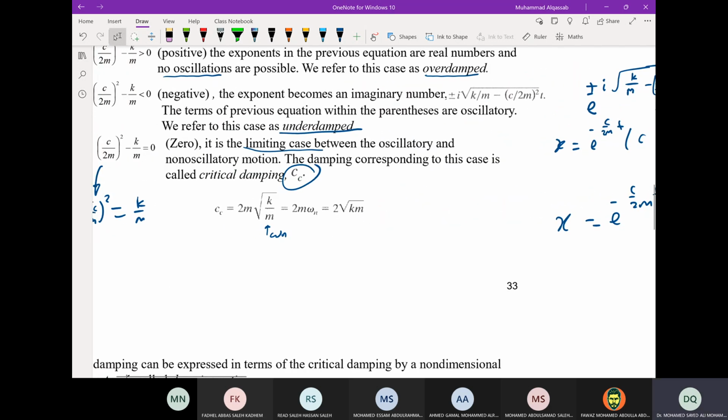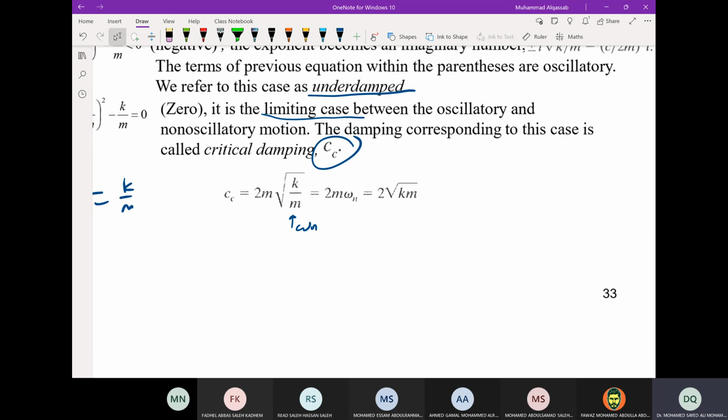Now, to determine which type of system we have, we compare with Cc. You can see this Cc is not given. It's not the value of C of the damper. This is part of the system. It's like omega n. K and m are given, but omega n is square root of K over m. The same thing here.